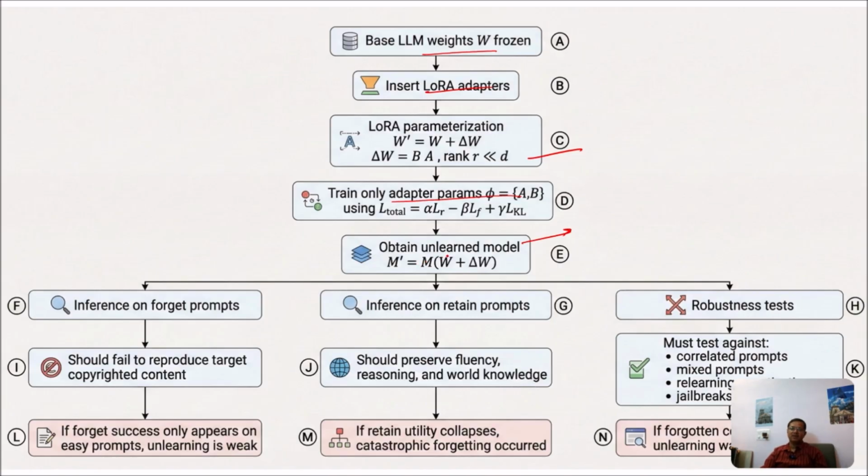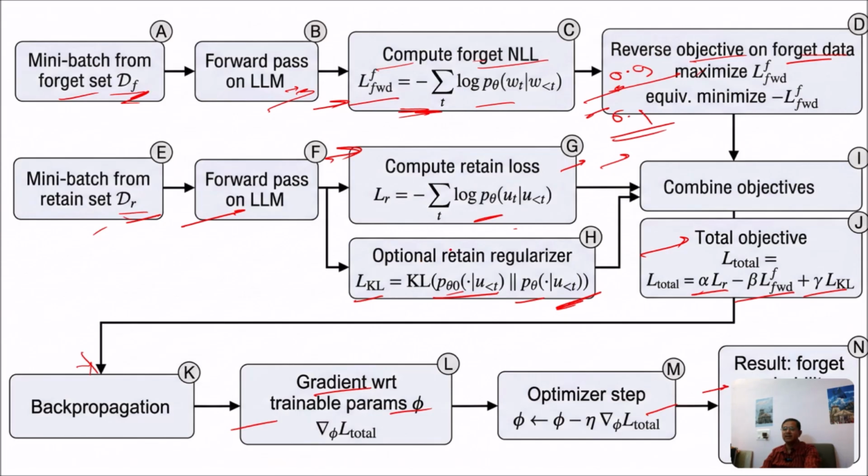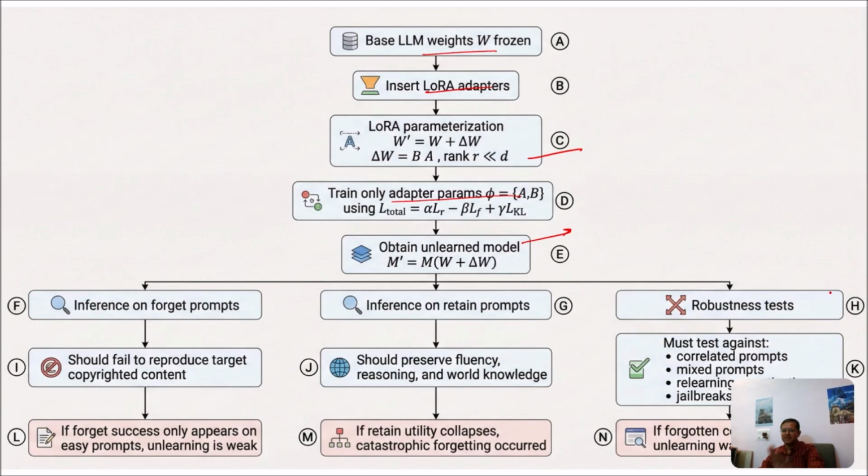After that we apply backpropagation, and then we update, or fine tune, our model. Here our fine tuning depends upon three different objectives. When you apply LoRA, your fine tuning depends upon only one thing, but here it depends upon three combined objectives. So this is the difference between traditional LoRA and LoRA with LLM unlearning.